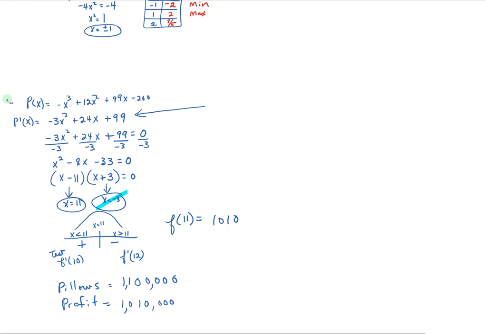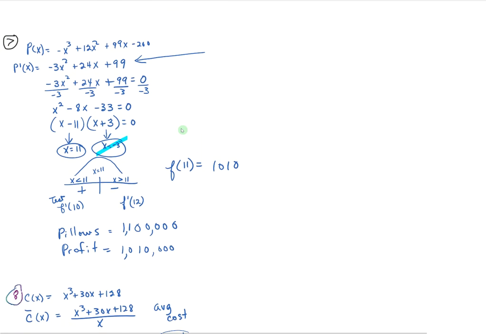So let's just change that, and we'll make that a 7. Okay, so we have our profit function. We take the derivative of it. We get -3x squared plus 24x plus 99. I see that all of those are divisible by 3, so I'm going to divide by -3 all the way across. I'm left with x squared minus 8x minus 33 equals 0. That does factor to x minus 11 and x plus 3 equals 0. That gives me x is 11 and x is -3.